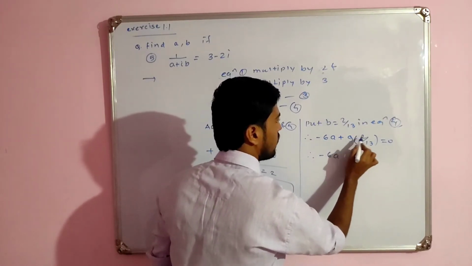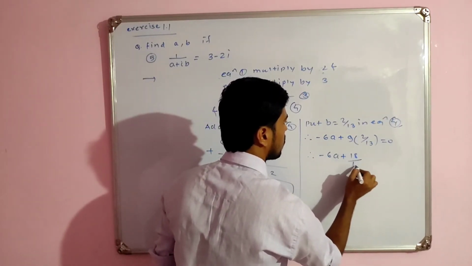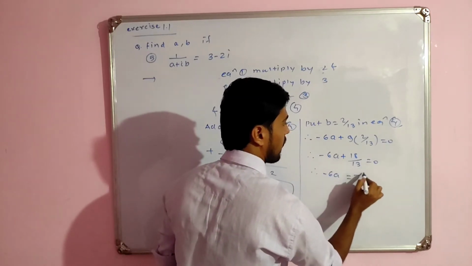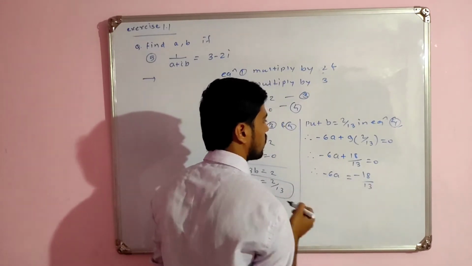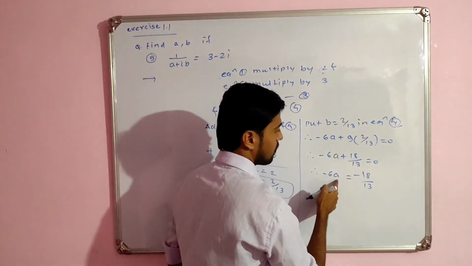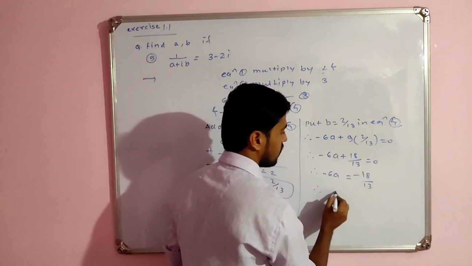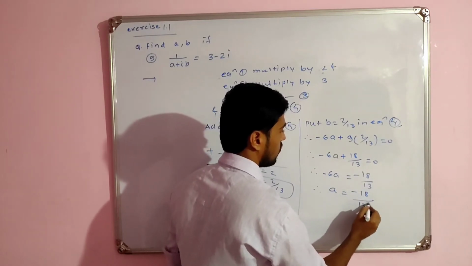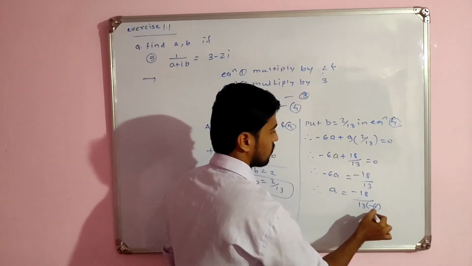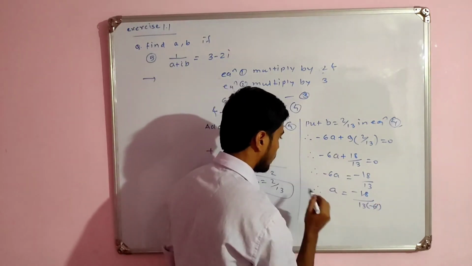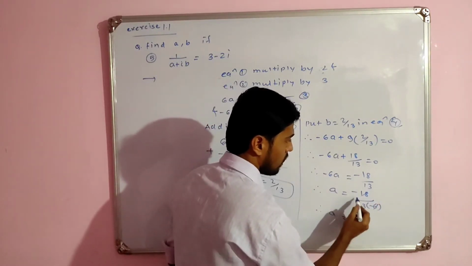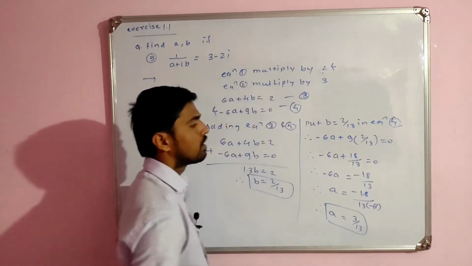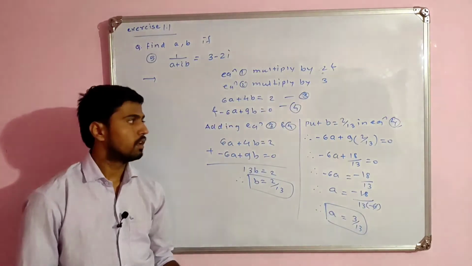So -6a, 9 into 2 is 18, 18 upon 13 is equal to 0. So minus 6a is equal to minus 18 upon 13. Okay, so 6 is here multiplied, transpose to this side and get divided. Okay, so a is equal to minus 18 upon 13 into minus 6. So 6 on the 6, 6 3 the 18. So a is equal to, and minus minus get cancel, 3 upon 13. Value of a, which is 3 upon 13. This is the solution.